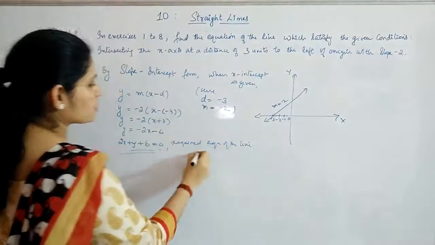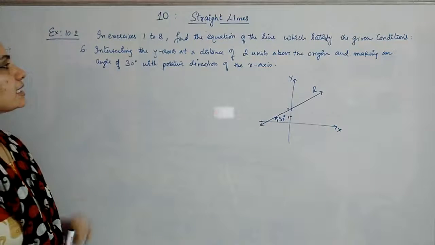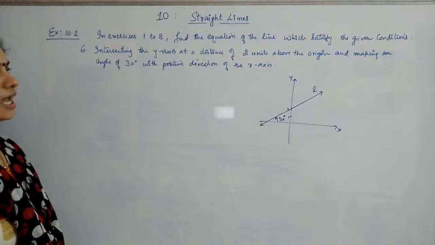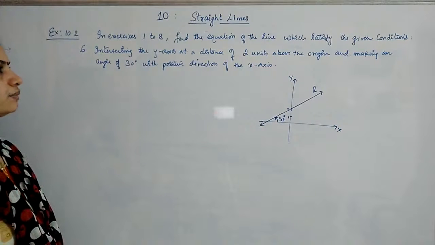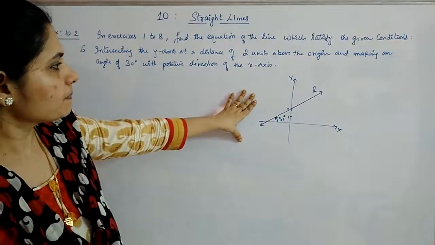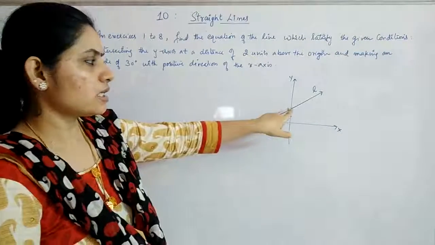Is the required equation of the line. Okay. Question number 6 is intersecting the y-axis at a distance of 2 units above the origin and making an angle of 30 degree with the positive direction of x-axis. So rough figure has been made here. The line is making an angle of 30 degree and passing through the point 0, 2.